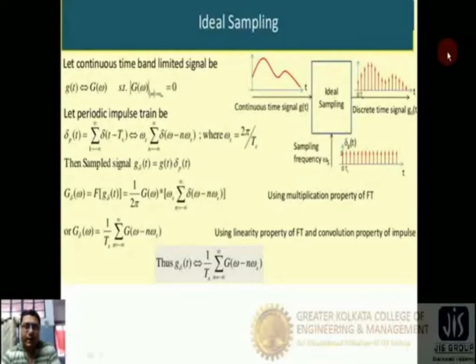Now we take ideal sampling and its mathematical representation. So in this representation, g(t) is the continuous time input signal. This is the input signal we provide to the sampler. The sampler is the system where the sampling takes place. So g(t) is the input signal and G(omega) is the Fourier transform of this g(t).